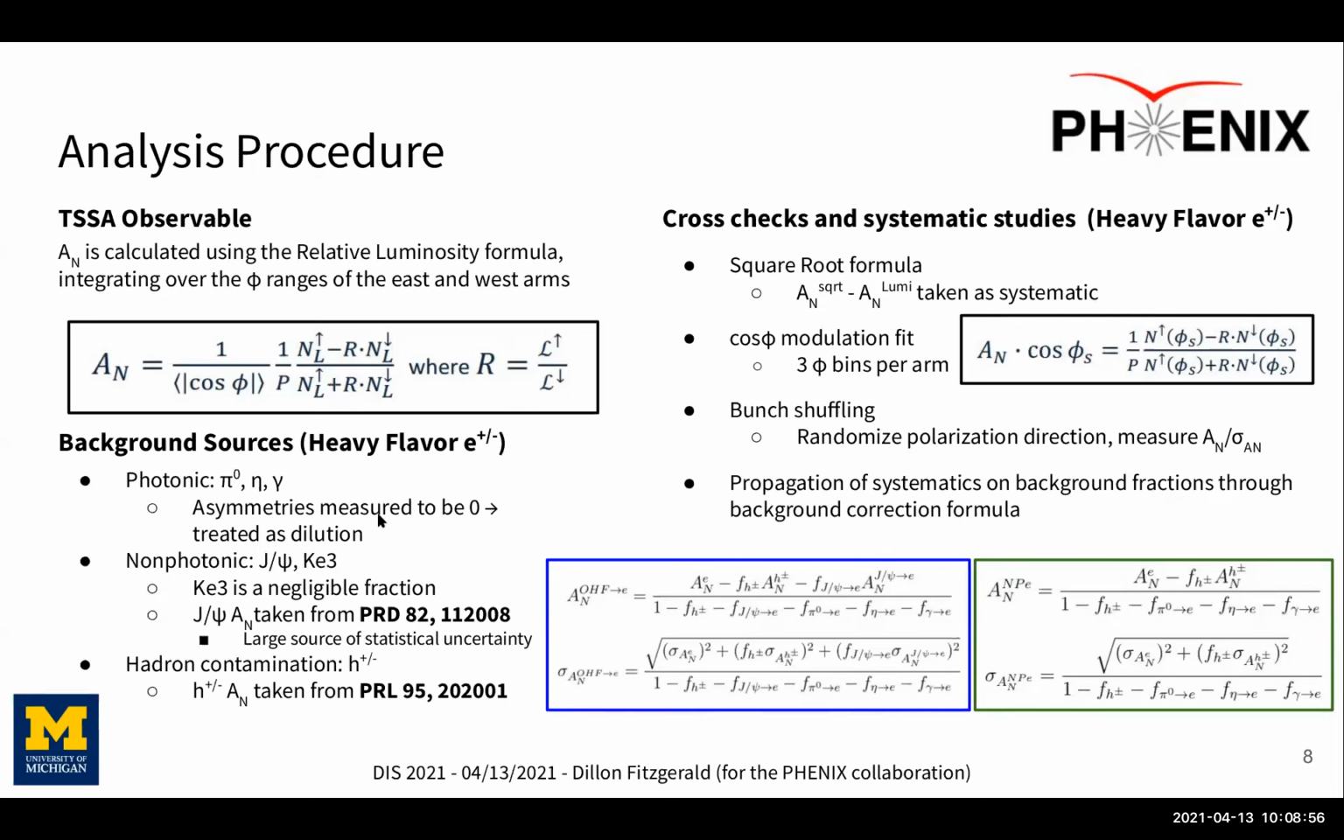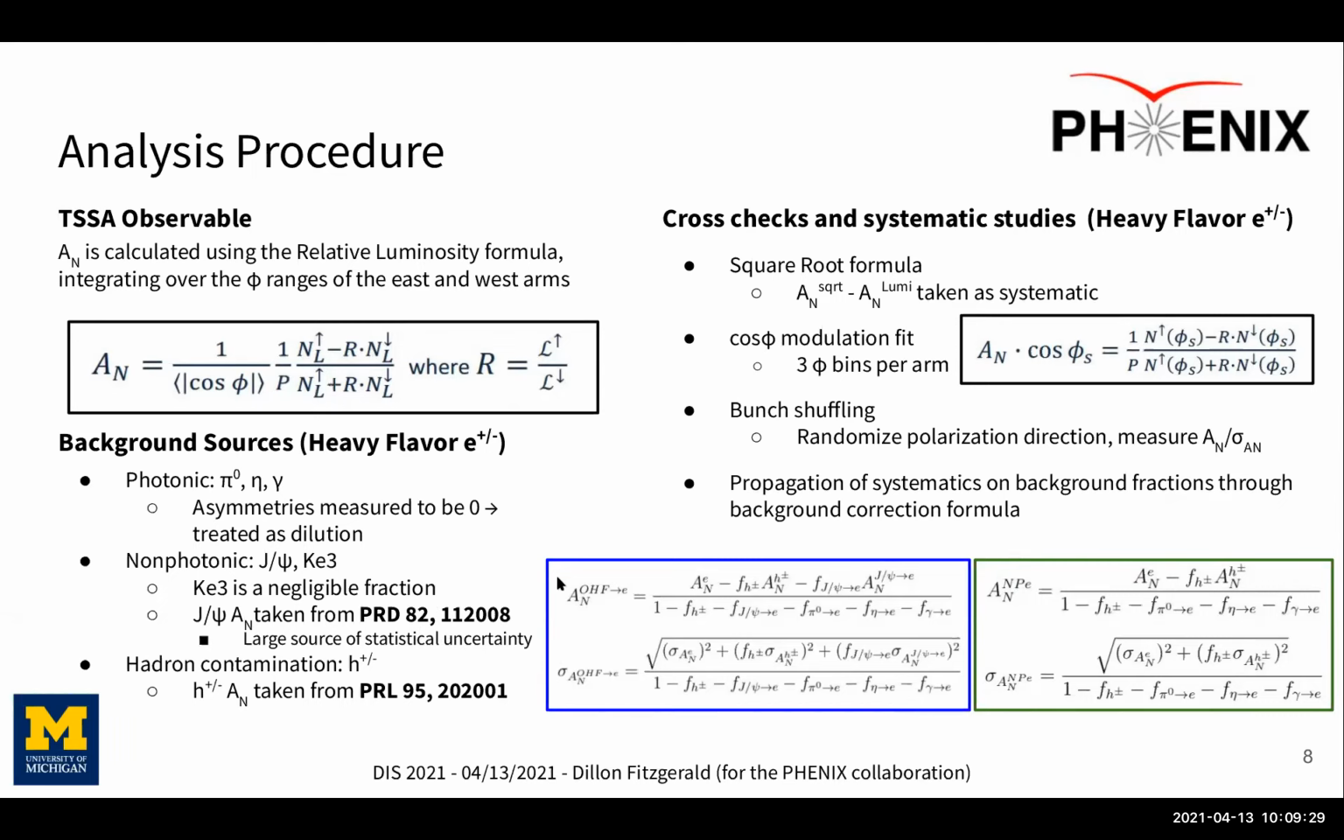For the non-photonic sources, we have Ke3. These are Dalitz decays from kaons, but it contributes a negligible fraction, so it's not considered in our background correction. J psi is considered though, and we take this from a previous PHENIX measurement, and it does contribute a large source of statistical uncertainty, which I'll comment on in a bit. This is actually why we chose to do the background correction separately for open heavy flavor signal and non-photonic, where the only difference is that we don't include the J psi correction in the non-photonic results.